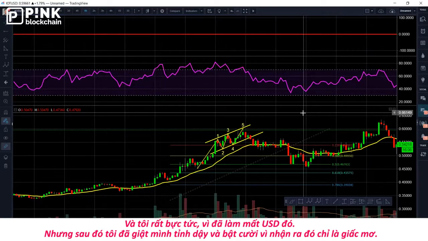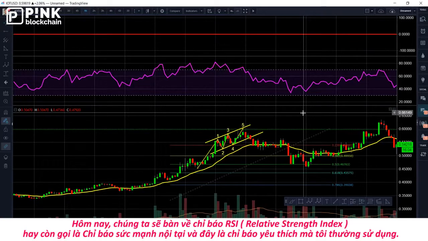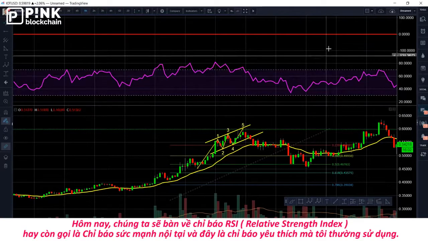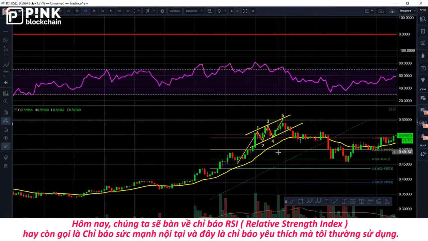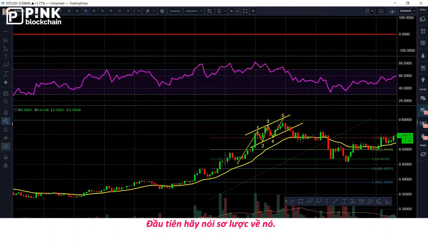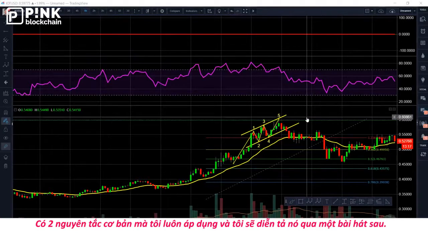I'm okay. So today, guys, we are going to look at relative strength index, all right? Relative strength index is my favorite indicator to use. And let's go over some of the basics first, all right? There are two very basic rules that I follow first, and I'm going to tell you guys from a song interpretation, okay? And it goes something like this.